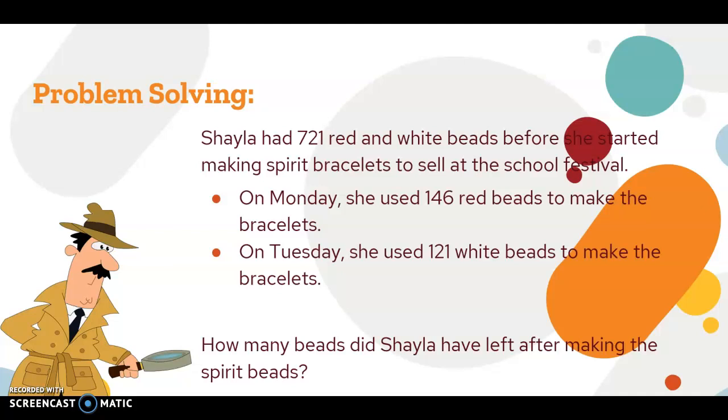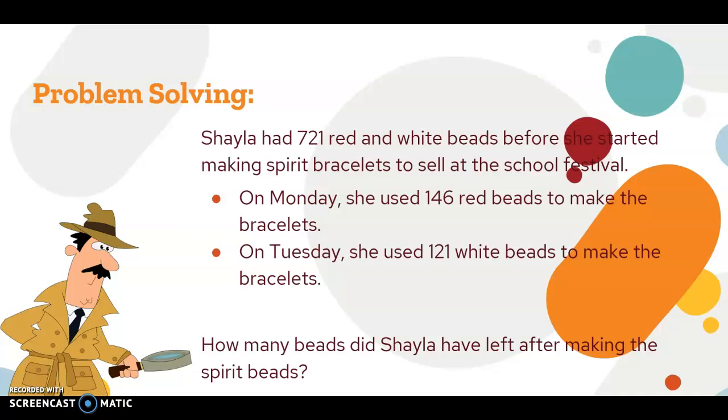So the problem says that Shayla had 721 red and white beads before she started making spirit bracelets to sell at the school festival. On Monday, she used 146 red beads to make the bracelets. On Tuesday, she used 121 white beads to make the bracelets. How many beads did Shayla have left after making the spirit beads?